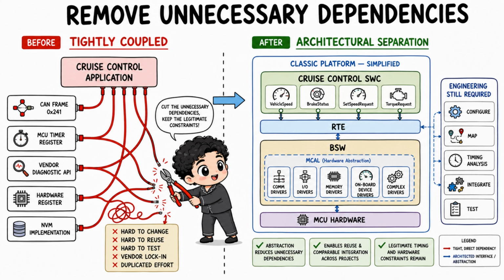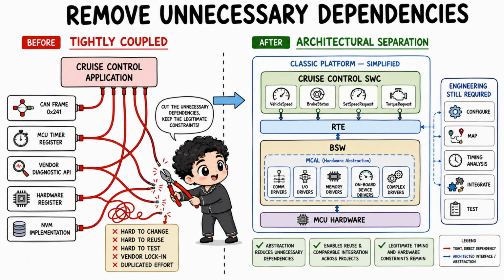On the classic platform, application software components sit above the runtime environment, while basic software handles large parts of the standardized infrastructure below. The application can focus more strongly on the vehicle function. Lower layers can deal with much of the communication, operating system, diagnostic, memory, and hardware-oriented complexity.